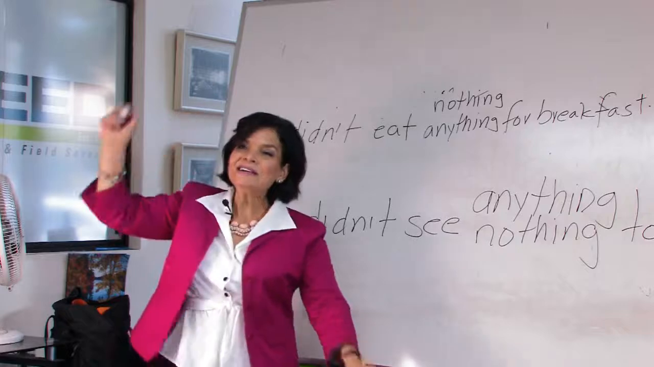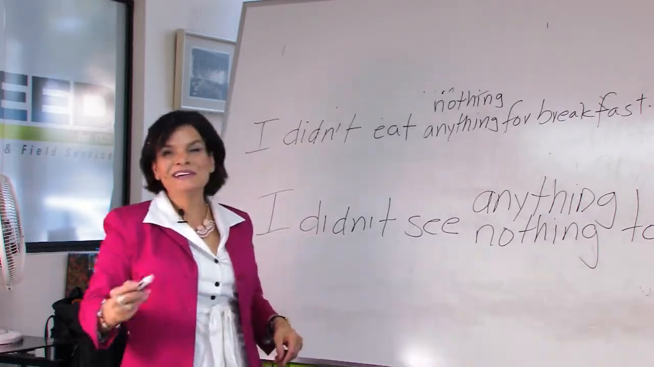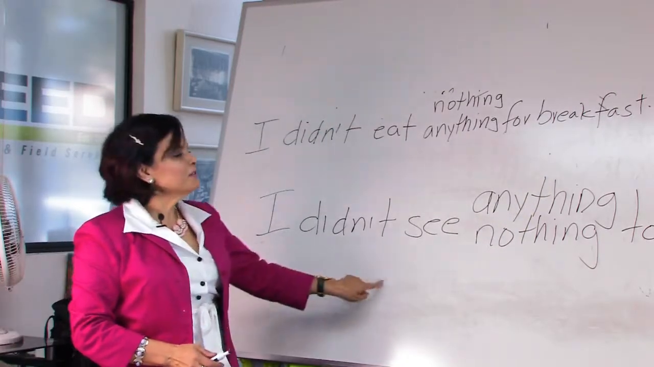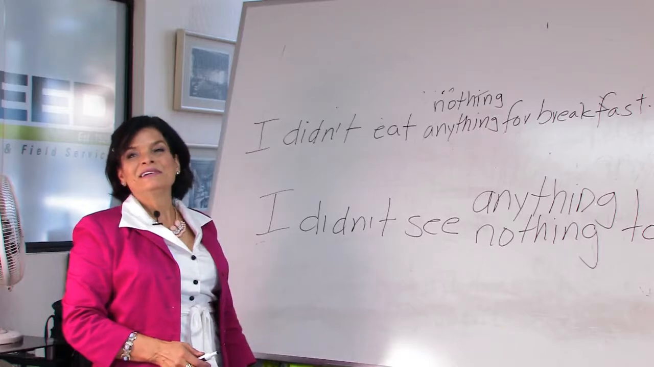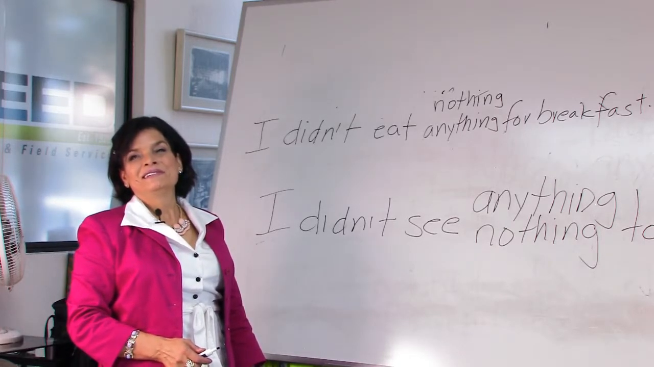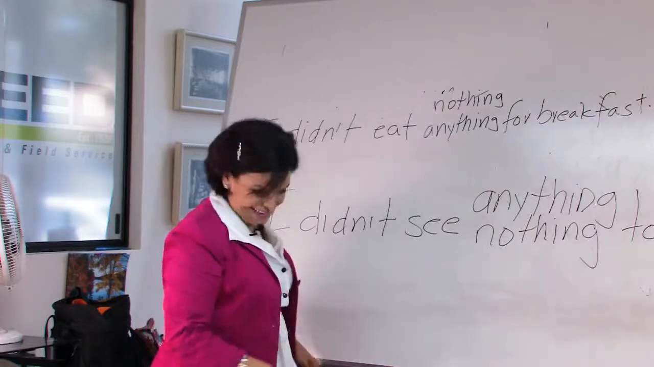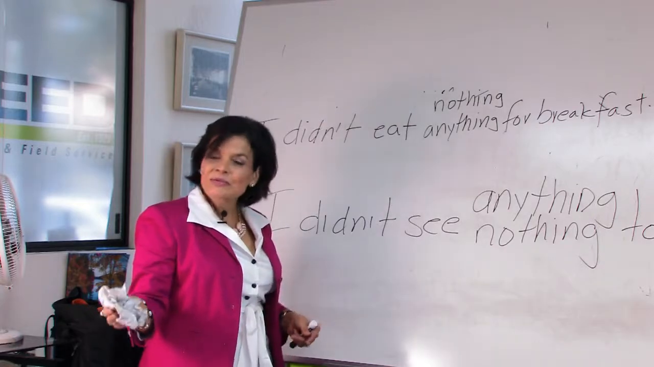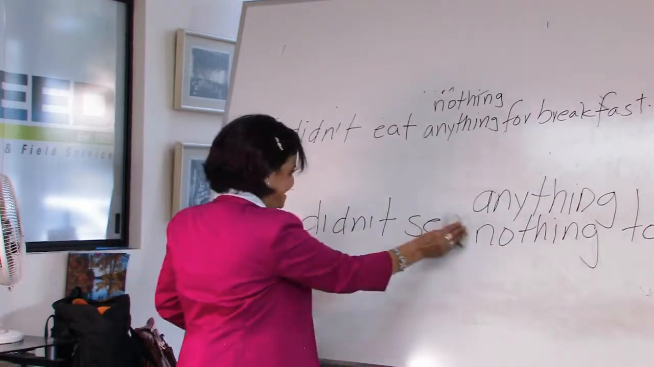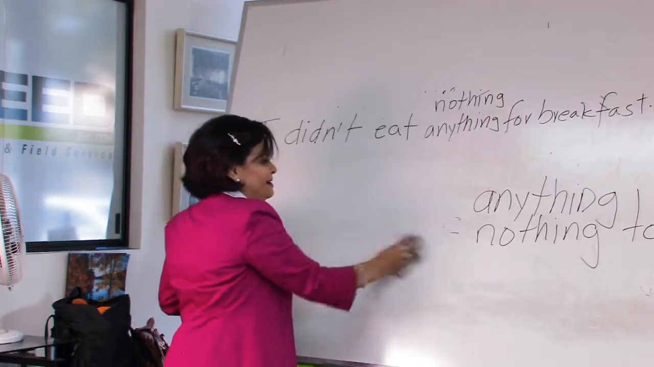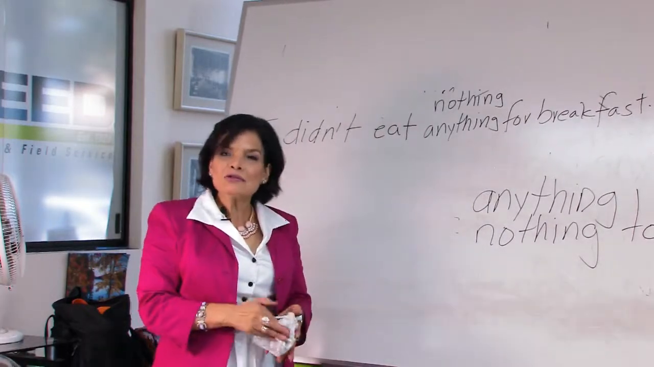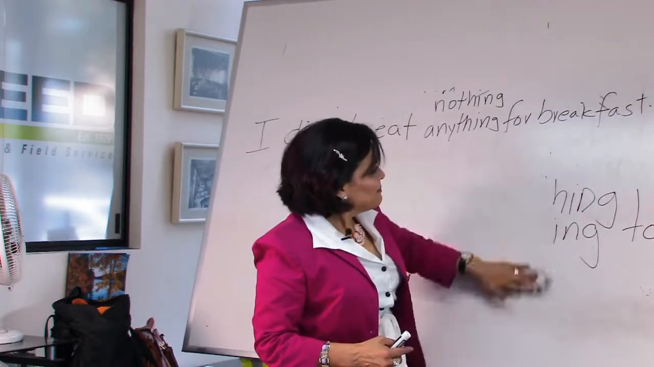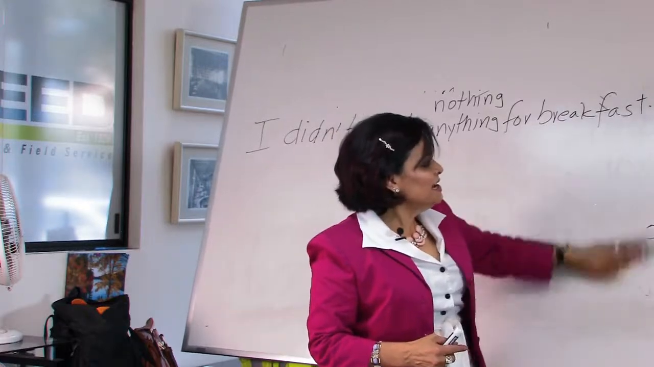I won't ask Jim because she's kind of crazy. Hey Jim, which one do I use here? Anything or nothing? I didn't see anything. Oh, you got it. But he doesn't know why, and you do. Why? Double negative. Yeah. But I hear him saying, I don't know nothing. I didn't get nothing. But I didn't see anything.